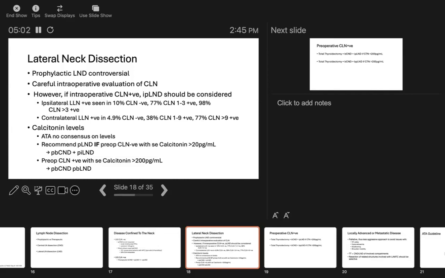Whereas for the contralateral lymph nodes, the rate of metastasis there is lower. All right. Calcitonin level, there is no real consensus, but it is recommended that if the pre-op calcitonin level is more than 20 pg per mL with negative ultrasound, then prophylactic lymph node dissection is recommended. You can do prophylactic bilateral central neck dissection and prophylactic ipsilateral lymph node dissection. But if the calcitonin level is more than 200, then it is recommended to do prophylactic bilateral central and lateral neck dissection.